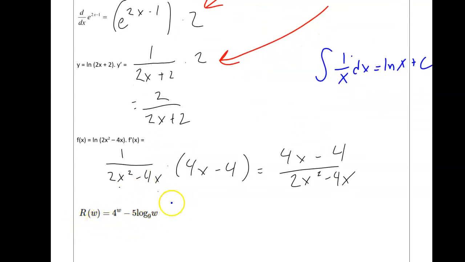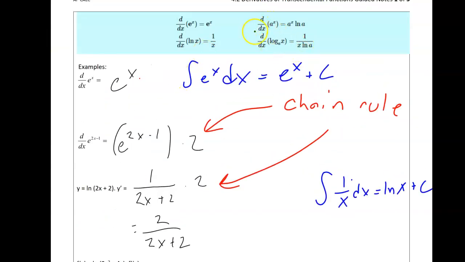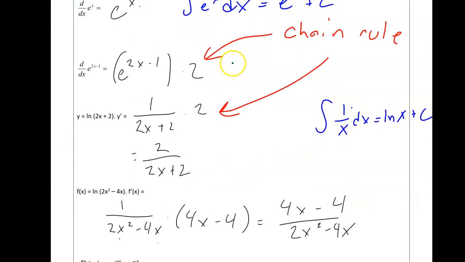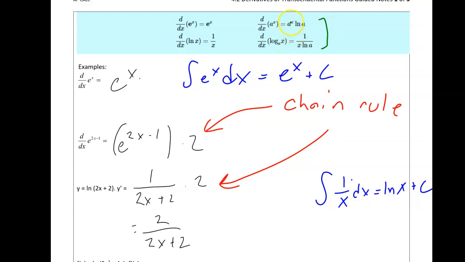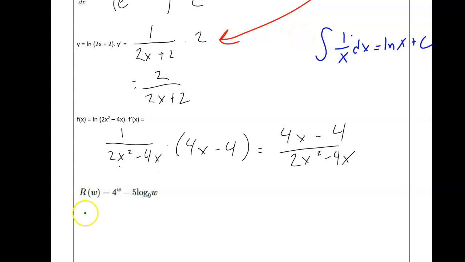Okay, my last function, r of w. r of w goes with my last two rules over here. Okay, so the rules are different for these derivatives depending on the base. So to take the derivative of an exponential, the derivative of 4 to the w, my rule is it's the same function times the natural log of the base, right? So my derivative r prime of w is going to be 4 to the w times the natural log of 4.